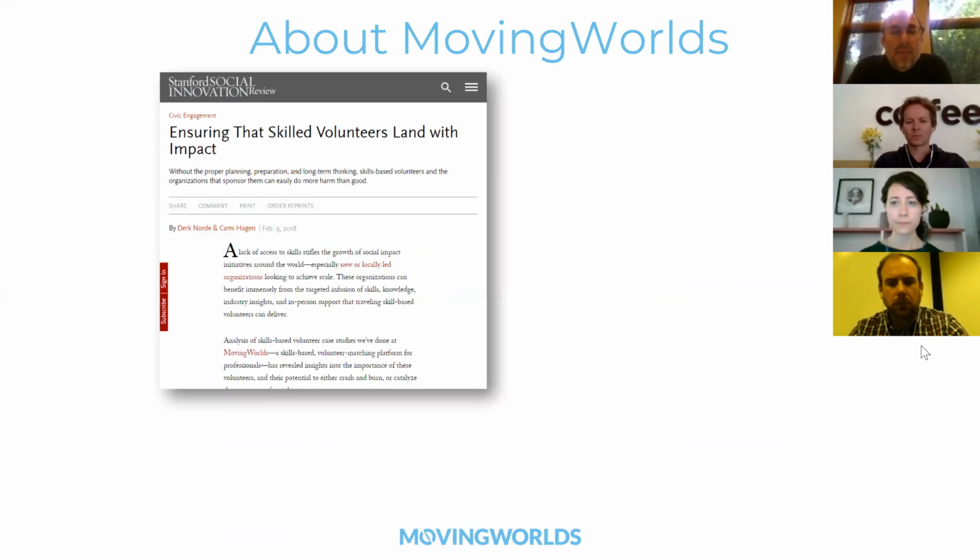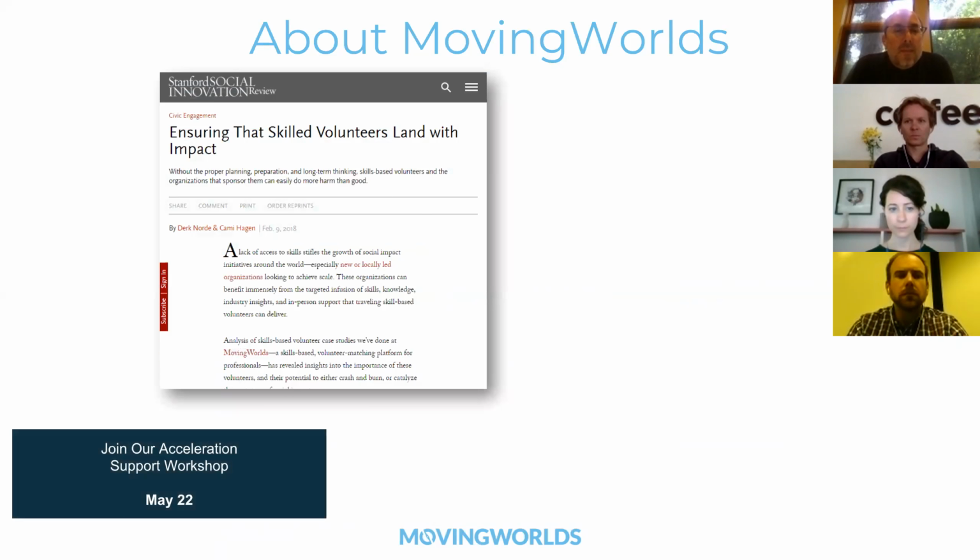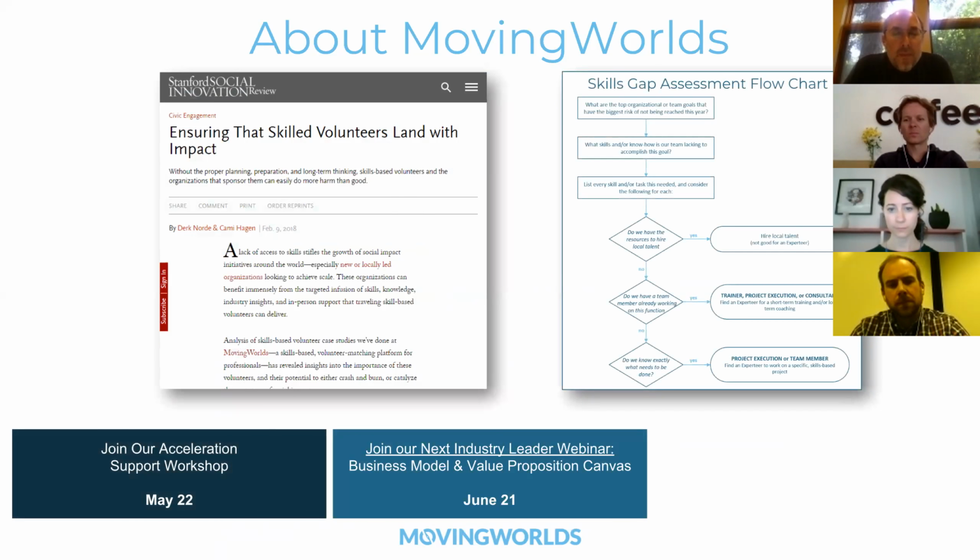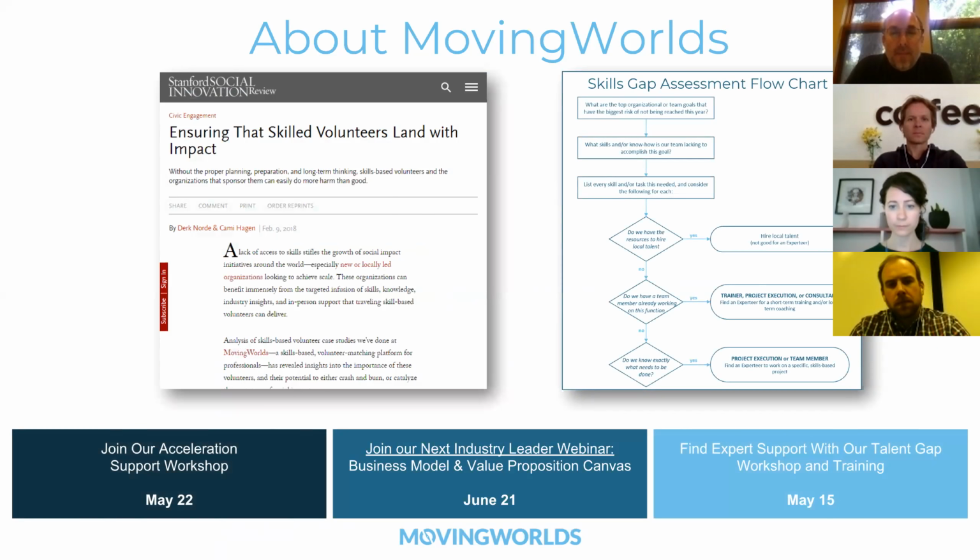And one bit that we would like to highlight, because as a follow-up to this webinar, if you are applying, as an example, to an accelerator or looking for an additional skills boost, MovingWorlds, as part of a report that we recently published in the Stanford Social Innovation Review, has what we call a skills gap assessment. And so we host workshops with social enterprises on helping identify maybe what some of their biggest skills gaps are.